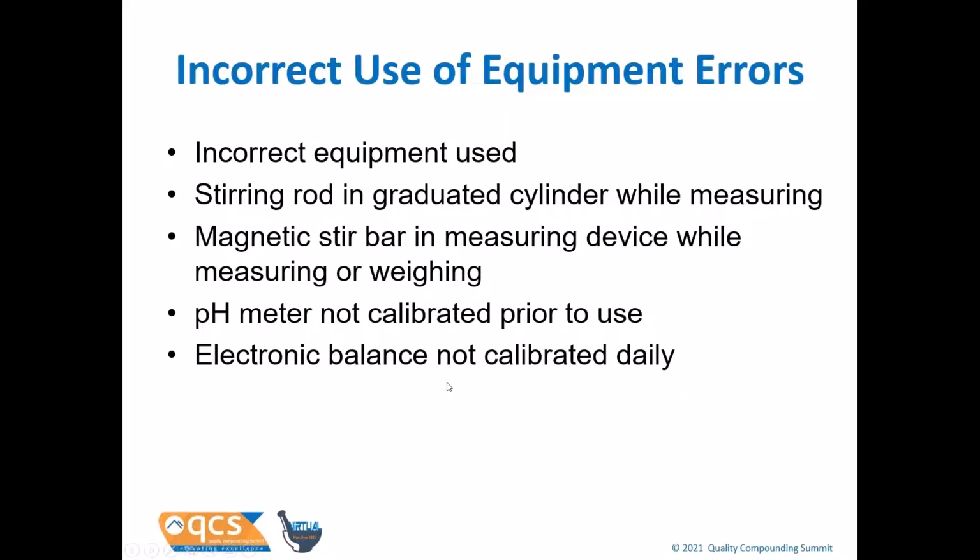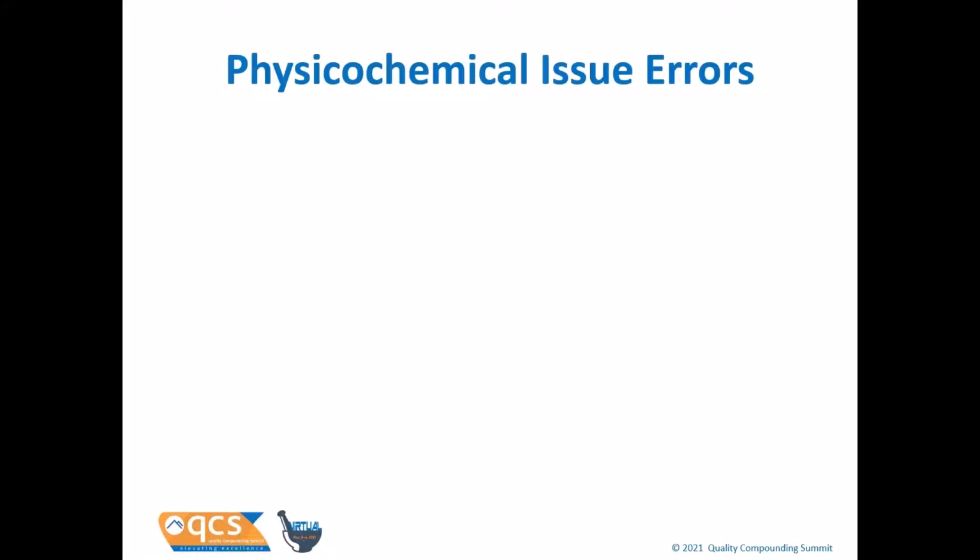Another major error is a pH meter not being calibrated just prior to use, and incorrect storage of the pH probe is another problem. Another would be an electronic balance not calibrated daily. I mean, after all, how long does it take to check your balance and make sure it's calibrated properly? It's not a procedure that takes an hour or two, it's a matter of a few minutes, and make sure that you document it each time.